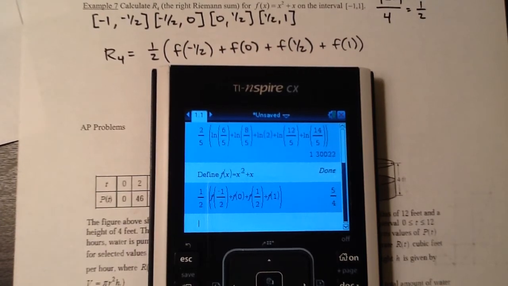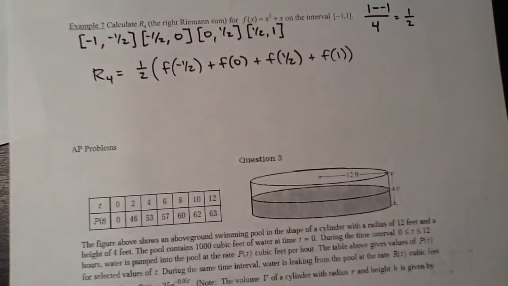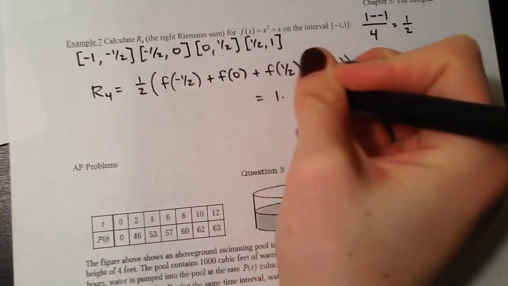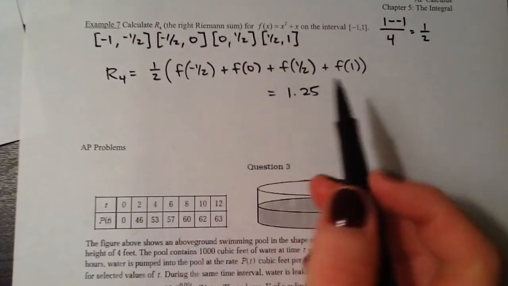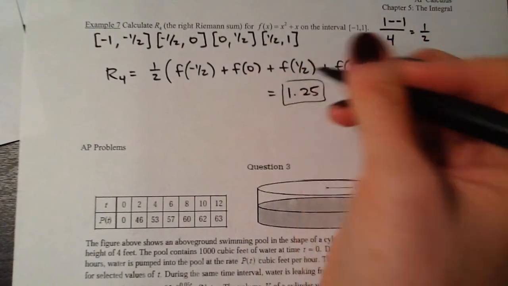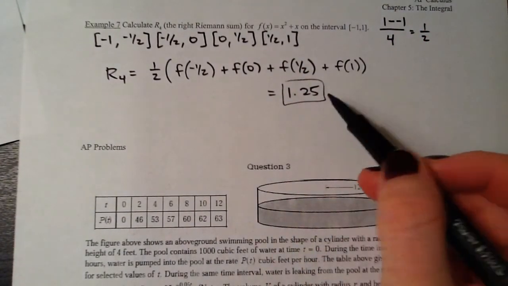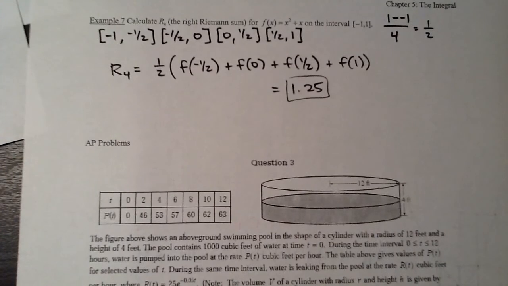Okay, so it ends up being 5/4, exactly 5/4, or 1.25. So now there's a difference here. This is not an approximation. This comes out to be 1.25. We didn't have to round or anything like that. So with this one, you don't need the 0 because the decimal place stops at the 1.25 spot.